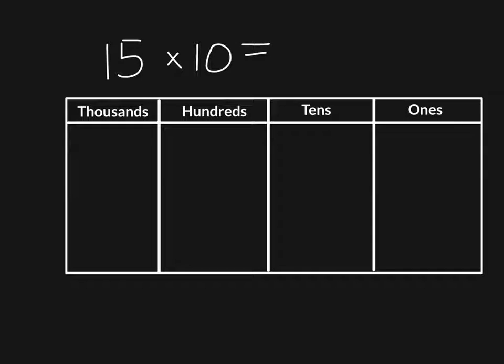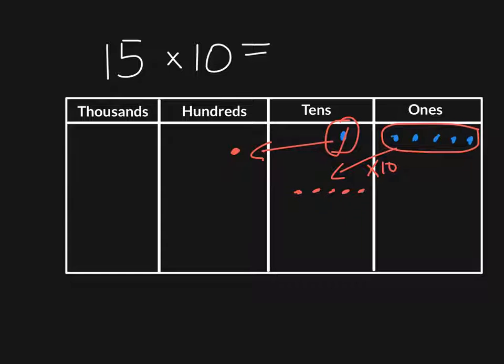So let's take a number like 15, which is 1 ten and 5 ones. In order to multiply a number like 15 by 10, we need to multiply each place value column separately. So I'm going to take that 1 ten and multiply that by 10. That becomes 100. And I'm going to take those 5 ones and multiply that by 10. And that becomes 5 tens.